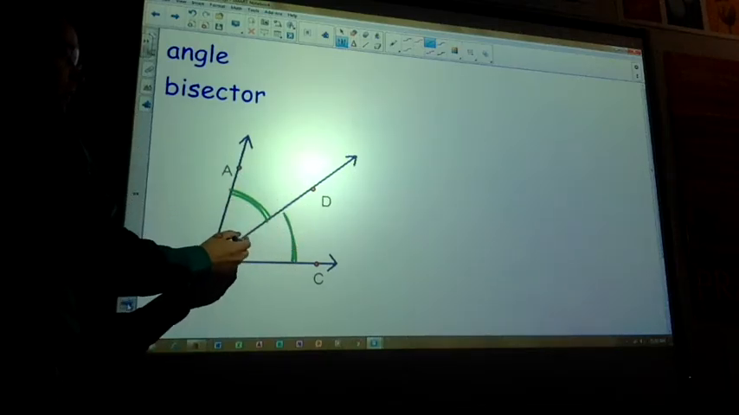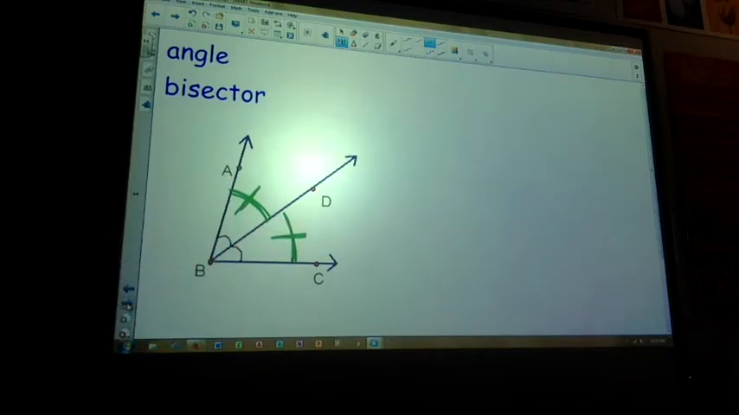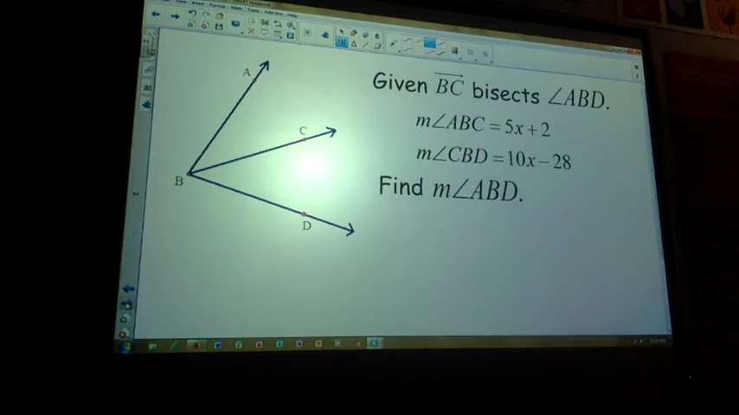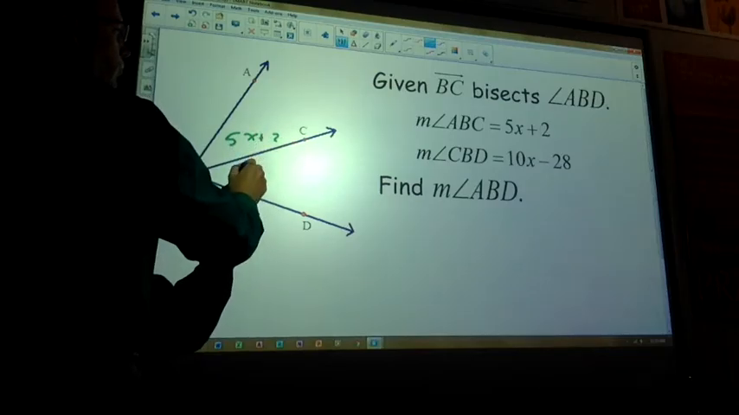RST is a straight angle, so RST must be how many degrees? 180. So 10x minus 5 plus 4x plus 3 equals 180. Do your algebra. Once you solve for x, you can plug x back in. So this plus this equals 180. And then you can solve it algebraically.